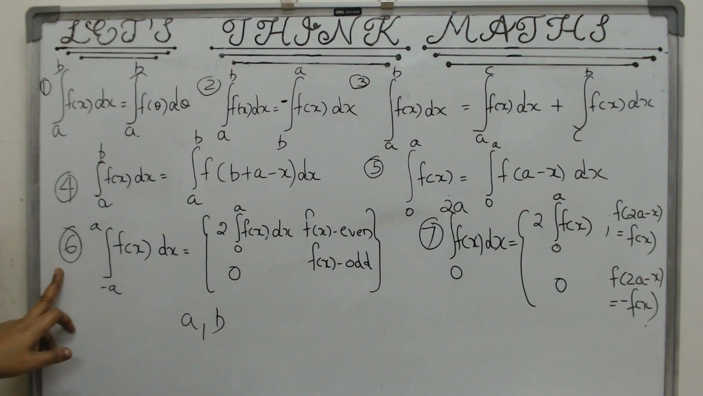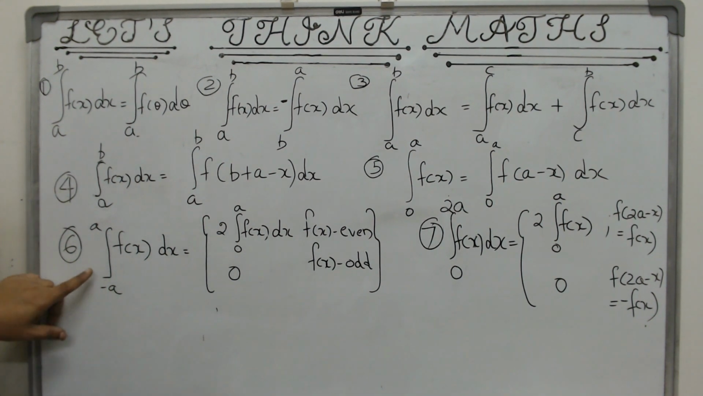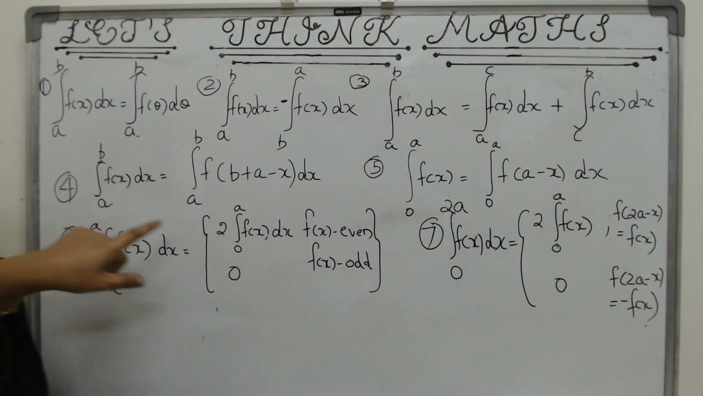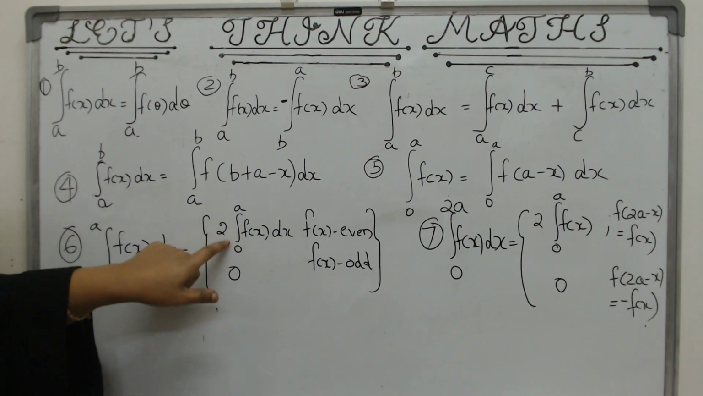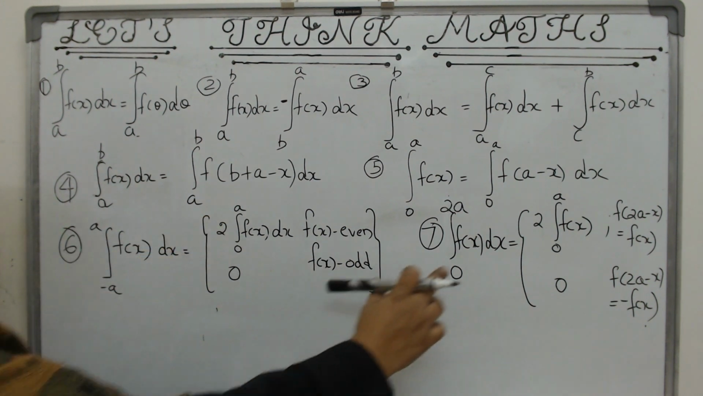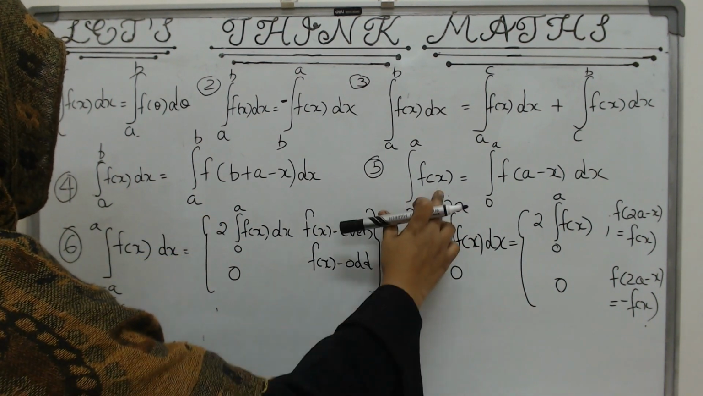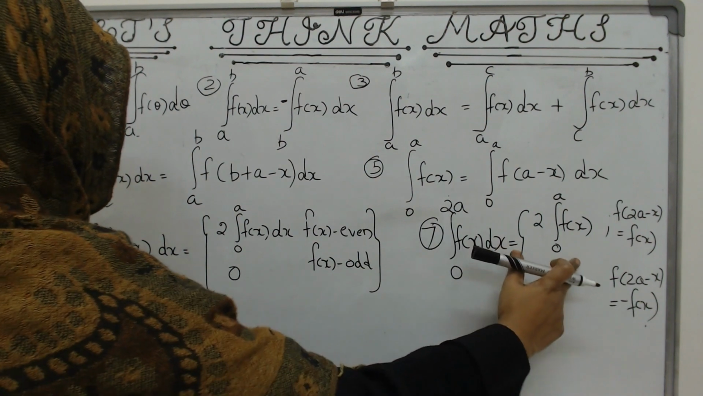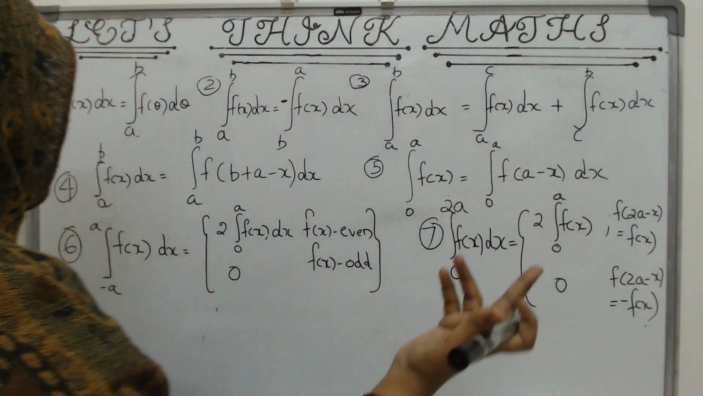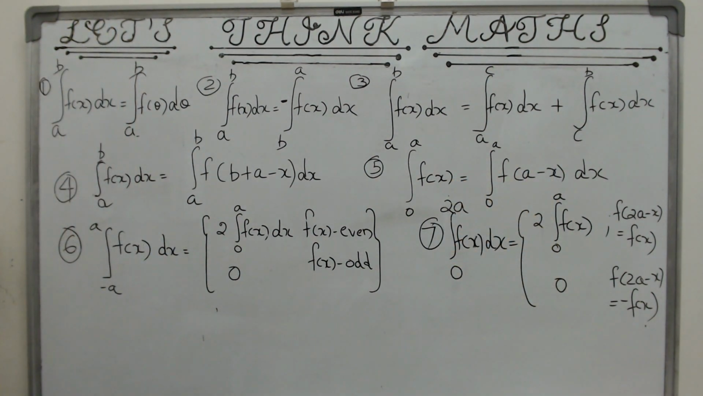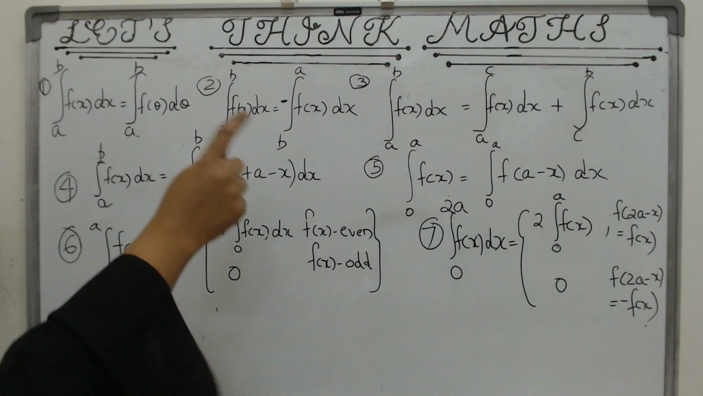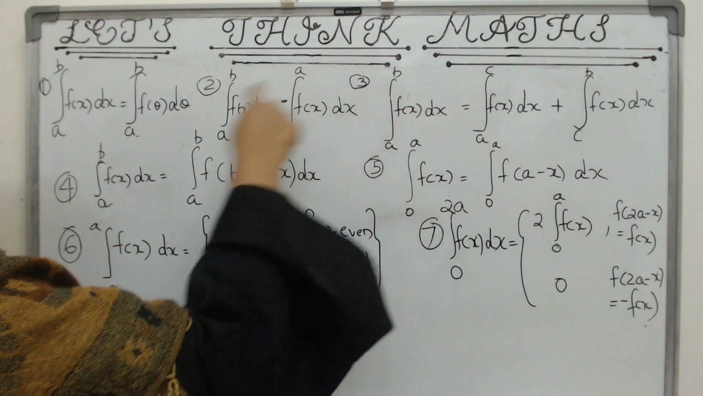But then look at these two, look at 6 and 7. What do you have here? In the question, it is ranging from minus A to A. But in the answer you see it is 0 to A. Similarly here, did you see this? It ranges from 0 to 2A. But here it is ranging only from 0 to A. Does that mean that this is something new? Not at all. It is just a follow-up on these 3 properties.